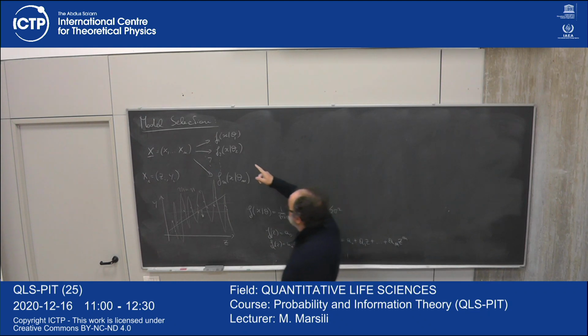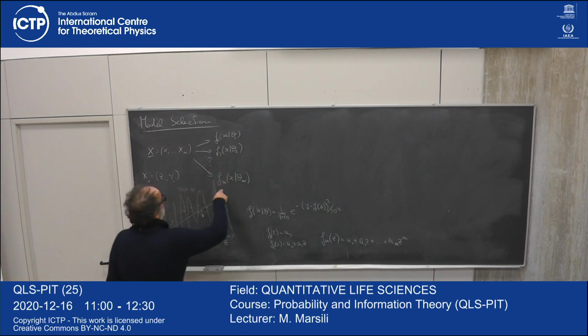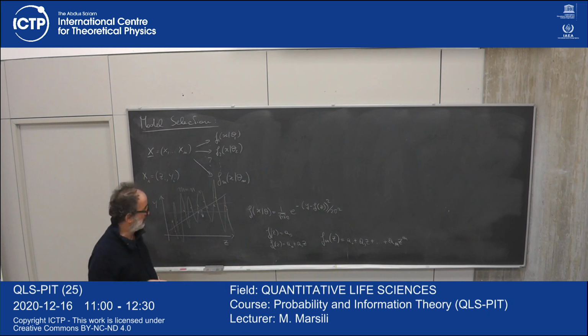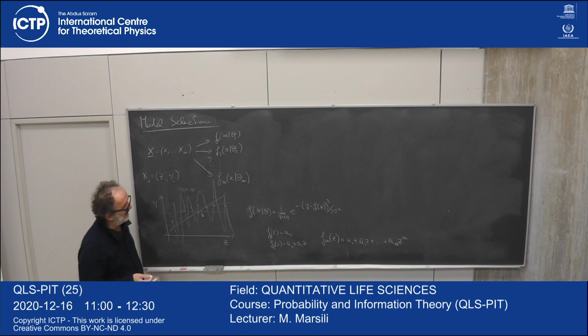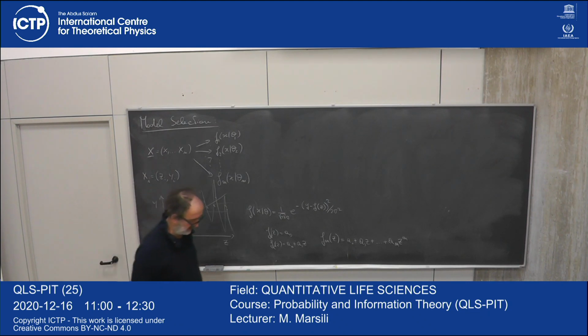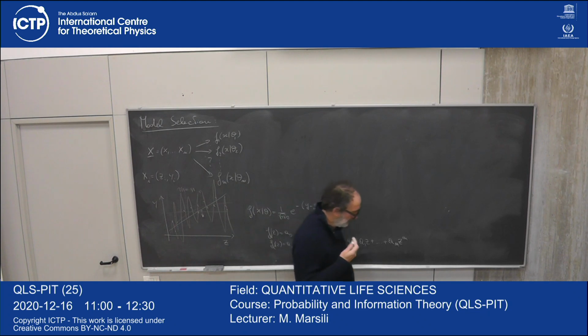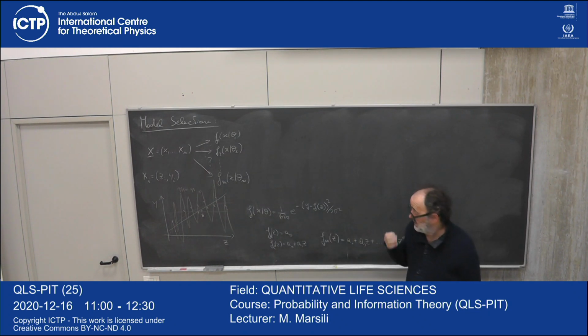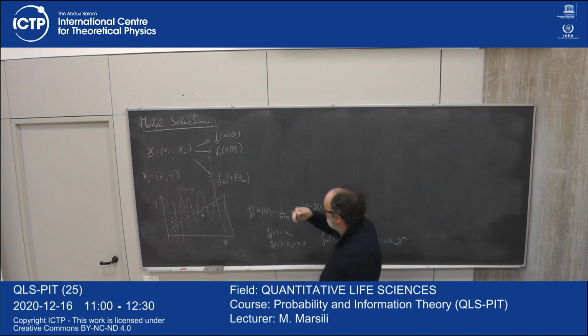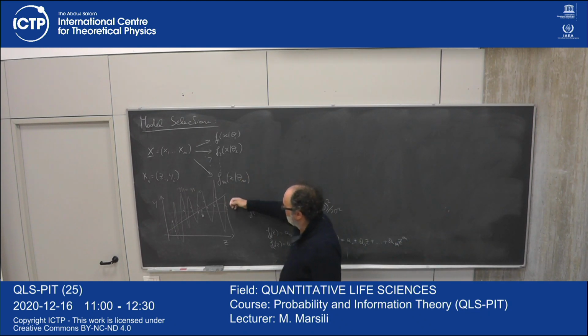Okay, so this means that when you want to choose between these different models, you don't have only to take into account the likelihood, because the likelihood takes into account how well you describe the data, but you have to take into account something else, and this something else is the complexity of the model.